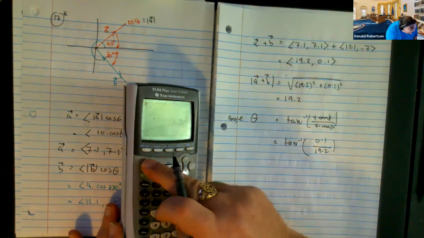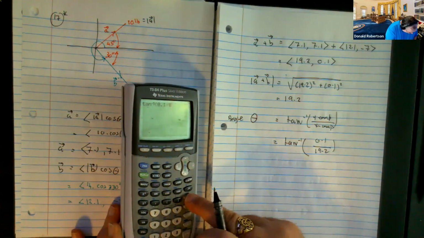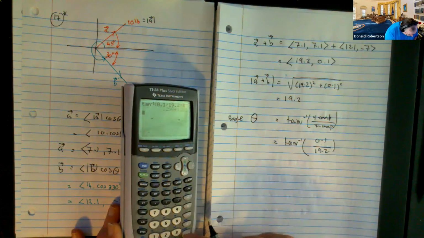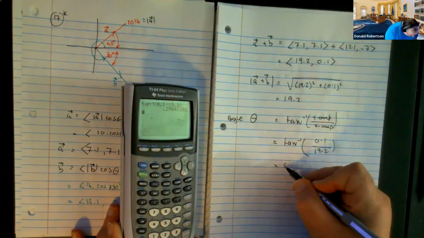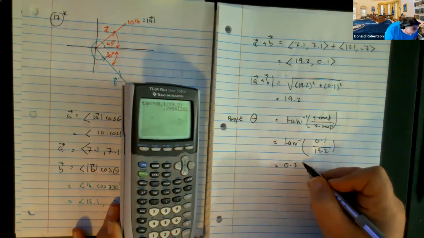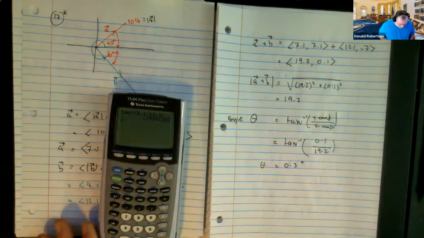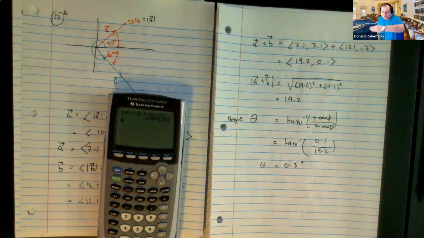And on our calculators then, inverse tan of 0.1 divided by 19.2, I am looking at 0.3. Wow. 0.3 degrees. Right? It's hard, isn't it, almost bang on the x-axis, right?